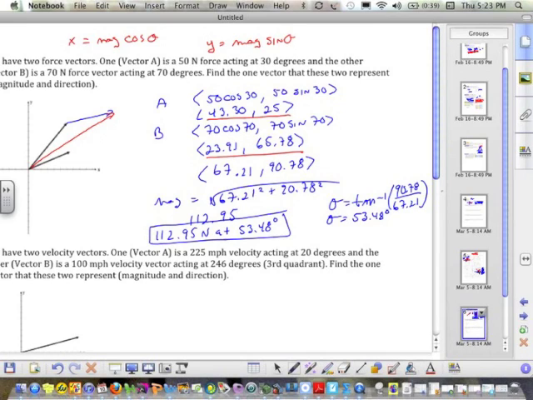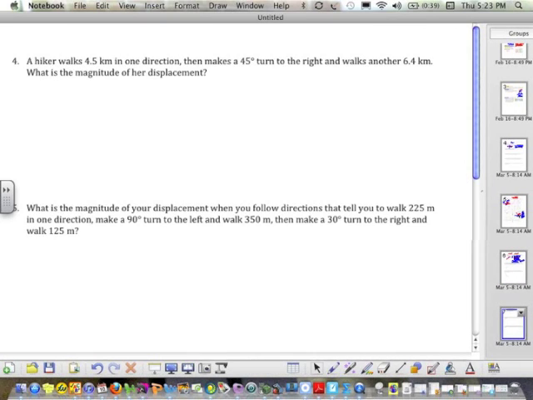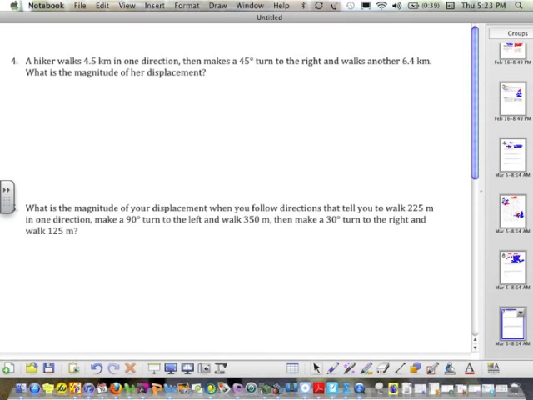So again, for each one of these ones at the bottom, you can do the same thing. Use the magnitude cosine of the angle, magnitude sine of angle to change to x, y, add them together, and then change them back using the Pythagorean theorem and the inverse tangent. Okay. So the last page kind of combines everything. And this is the one we did a lot on the third day that we did vectors.